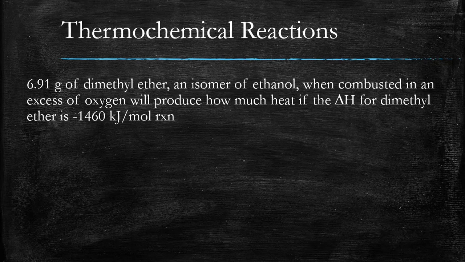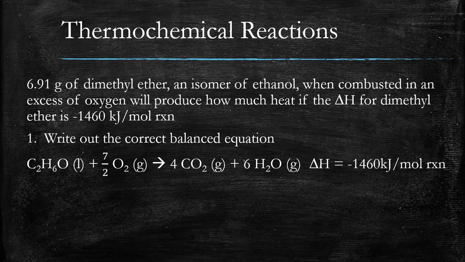6.91 grams of dimethyl ether, which happens to be an isomer of ethanol, when it's totally combusted, produces how much heat if the delta H for dimethyl ether is minus 1,460 kilojoules per mole of reaction. We're going to follow the steps because delta H is a stoichiometric value. So we start out by writing the correct balanced equation. Here we have to include the delta H. Identify the if or then.